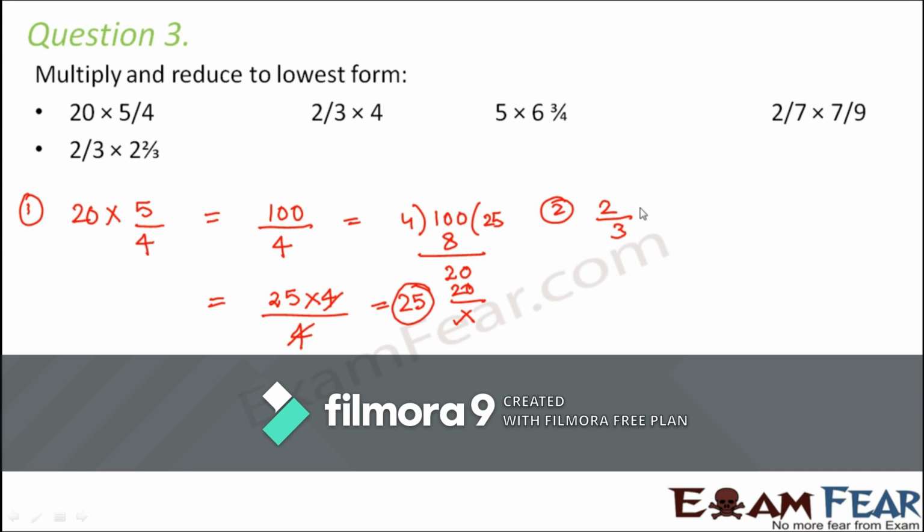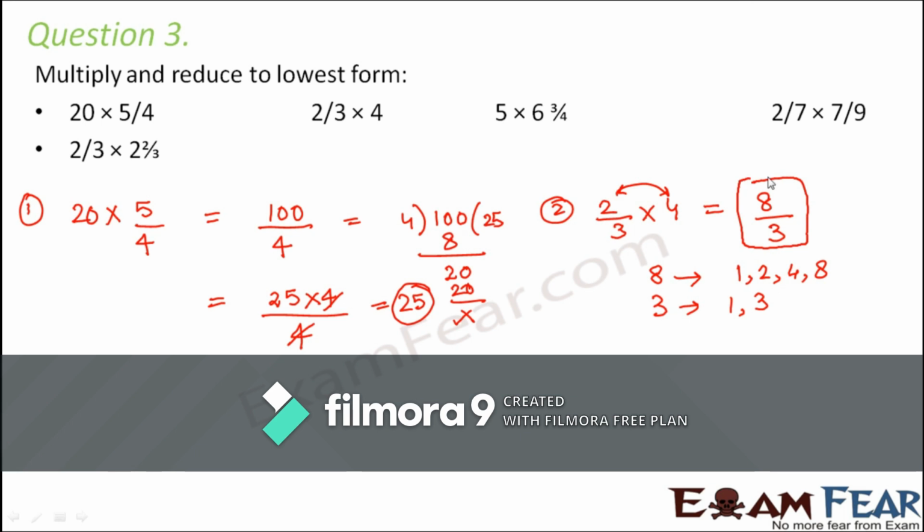Let's look at the second one, that is 2 by 3 into 4. Here again you multiply the numerators together. So this would be 8 divided by 3 into 1, which is 3. So is it in the lowest form? Yes, it is already in the lowest form, because if you compare the common factors of 8 and 3. What are the factors of 8? 1, 2, 4, 8. And what are the factors of 3? 1 and 3. Do you have any common factor between the two except 1? No. Therefore, this is already in the lowest form.